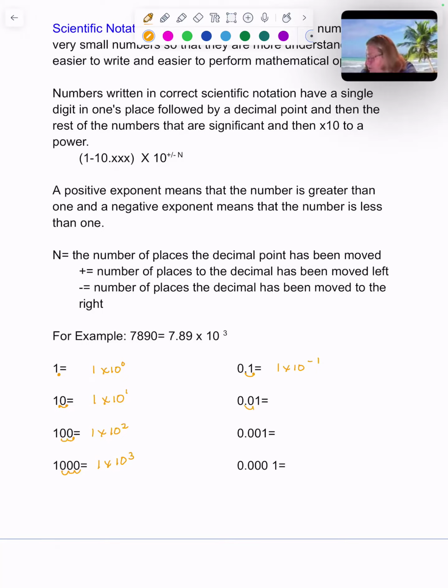Here we're moving it 2 times. So 1 times 10 to the minus 2. Here we're going to go 1, 2, 3. 1 times 10 to the negative 3. Now, quite often you'll see your zeros grouped in sets of 3. It just makes counting them much easier. So there's 3. Then we moved it the fourth time. So 1 times 10 to the negative 4.